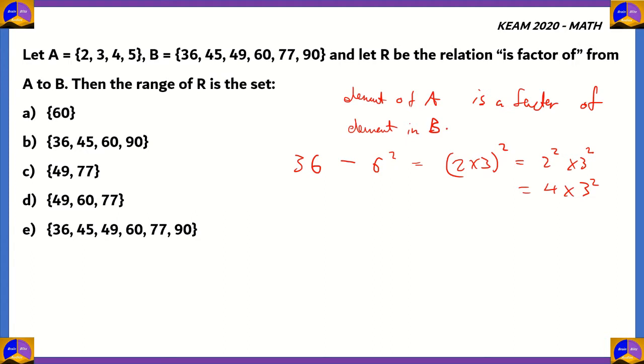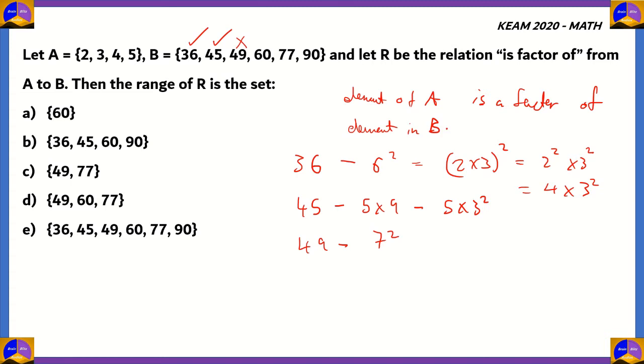Now, let's look at 45. 45 can be written as 5 times 9, which is 5 times 3 squared. So therefore, 45 is also made up of factors belonging to set A. What about 49? 49 can be represented as 7 squared, but unfortunately 7 is not present in the set A, so therefore 49 cannot be present in the range of this relation.